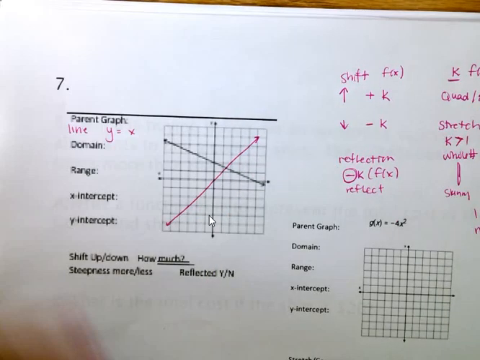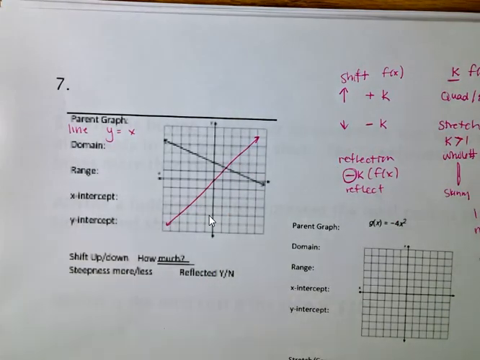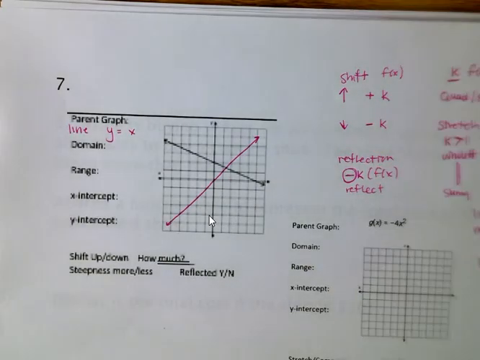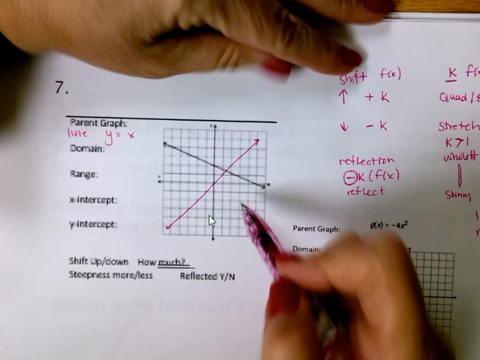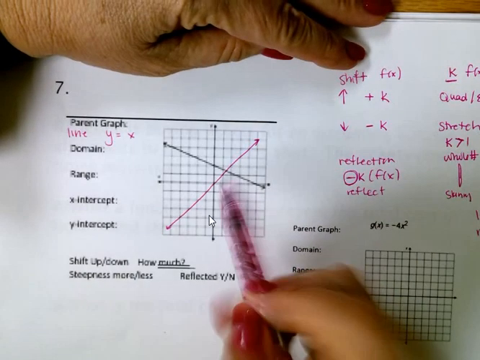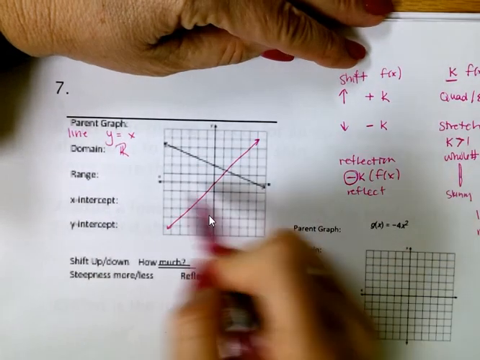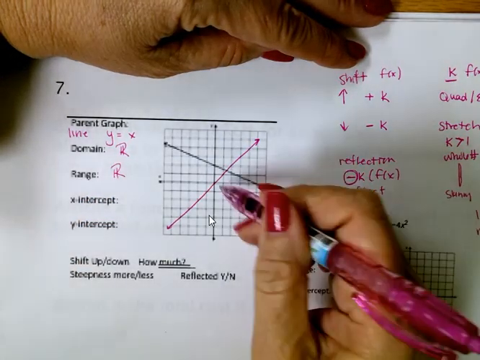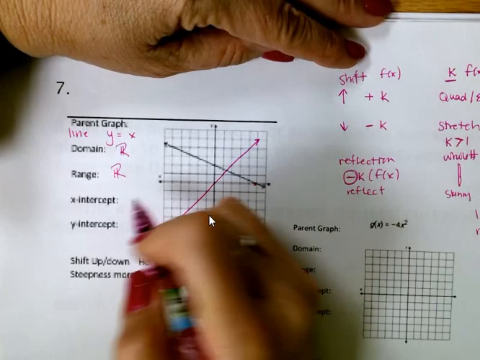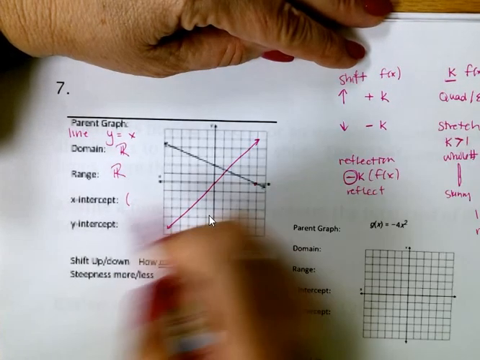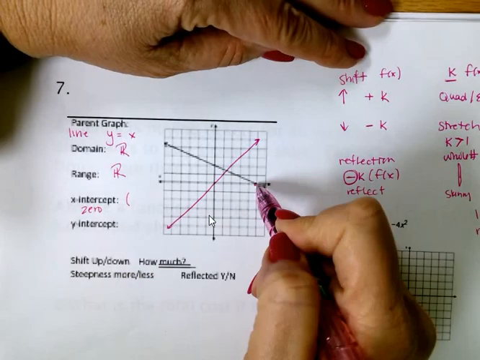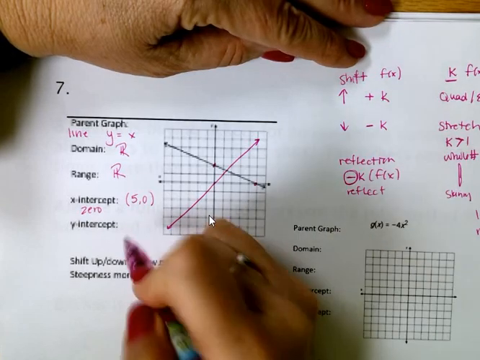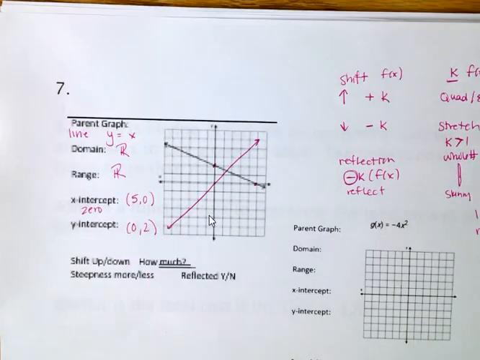Now, if I was a nice drawer, I would have used a ruler, but it doesn't matter because I'm just sketching to see what my parent graph looks like. So with this right here, when we're talking about the domain, it's the same domain we talked about before, all real numbers. When we're talking about the range, how wide it is, again, all real numbers. My x-intercept is where it crosses my x-axis, which is also my 0. Remember that. It's going to be at 5, 0. My y-intercept right there is 0, 2. That stuff should be easy peasy.